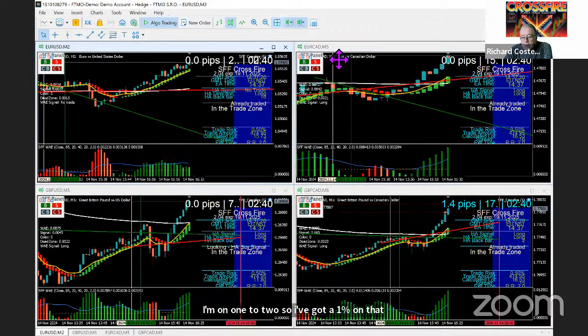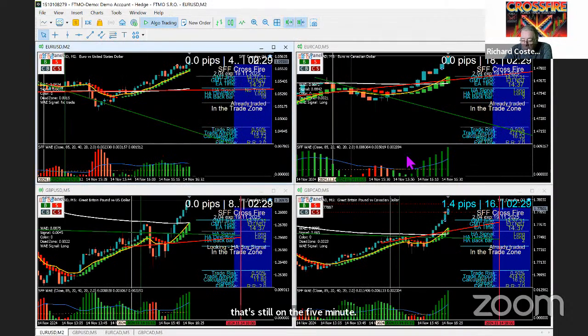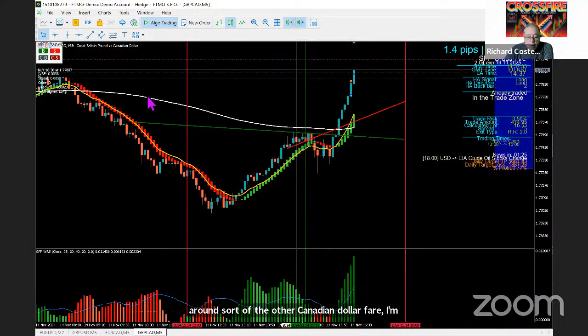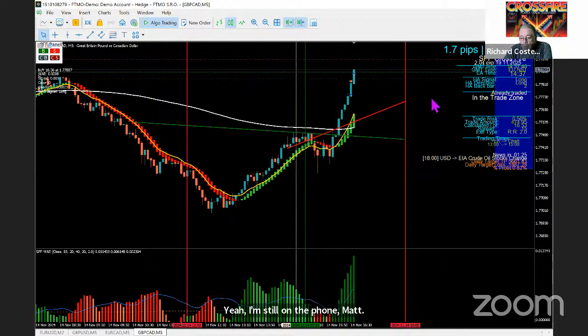Let me just see. Euro CAD. That's still on the 5 minute. So the other Canadian dollar pair, I'm still in it, but I'm still on the 5 minute. So the 1.6. So this could turn out to be a decent afternoon if I get 2 wins at $1,000 each.